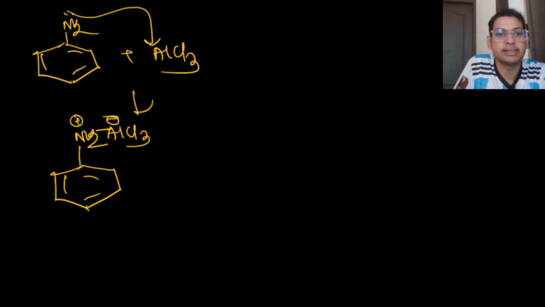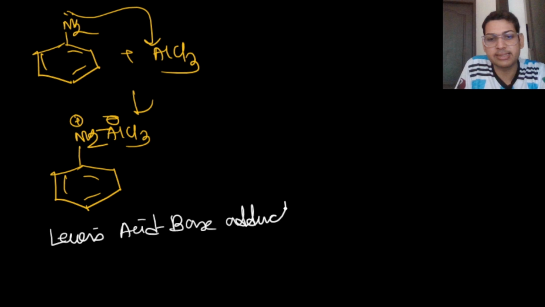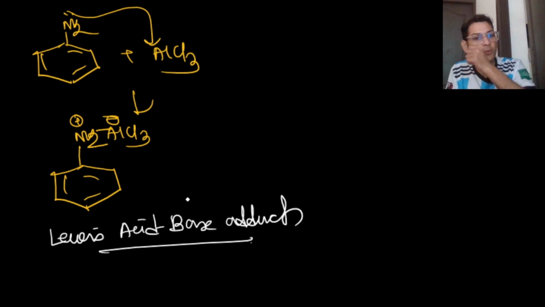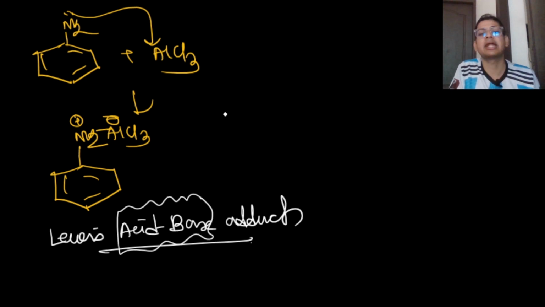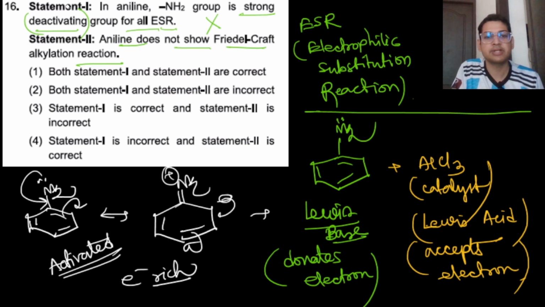We can say that this is a Lewis acid base adduct. So what we are expecting is a Friedel-Crafts reaction, but no Friedel-Crafts reaction happens. They do this acid base reaction instead. That means Friedel-Crafts reaction is not possible. That's why aniline does not participate in Friedel-Crafts reaction. So statement 1 is wrong, but statement 2 is very true.